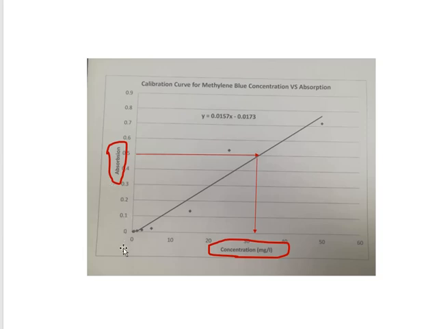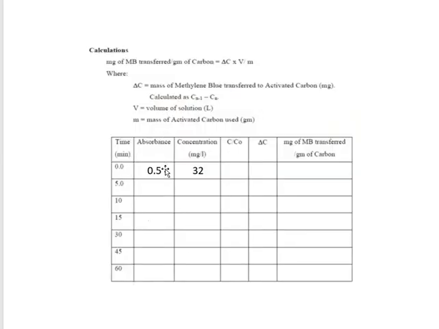You have the value of the absorbance. For example, you get an absorbance value of 0.5. At 0.5 you will go to this point, and from here you can go to this point and calculate the concentration of methylene blue in milligram per liter. For example, at 0.5 you get the value of 32 milligram per liter. This is your value of the concentration. You will use this value to fill this table. So for every sample, for every time interval, you will calculate the concentration. From this concentration, you will then do the calculation, C over C naught.